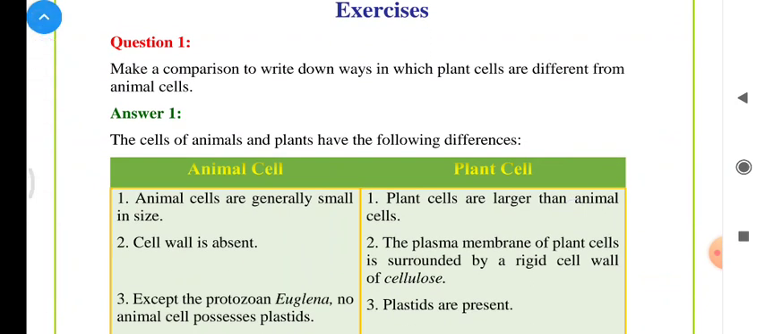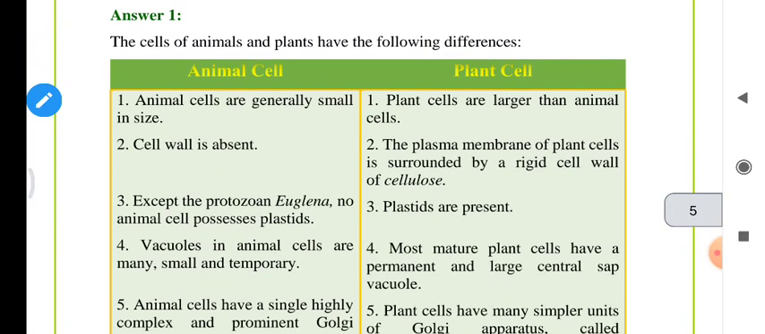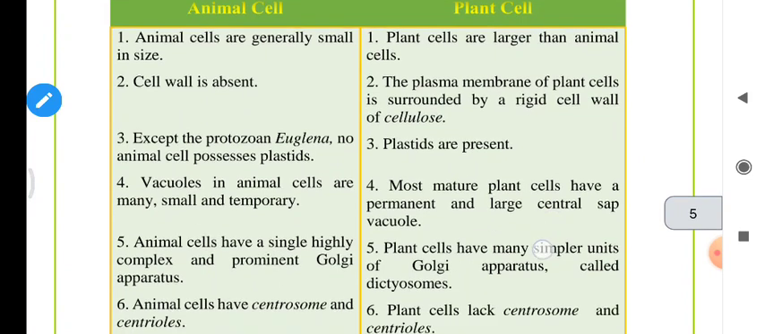In the exercise, question number 1. Make a comparison to write down ways in which plant cells are different from the animal cell. So here they are saying to differentiate between plant cell and animal cells. So let us differentiate.